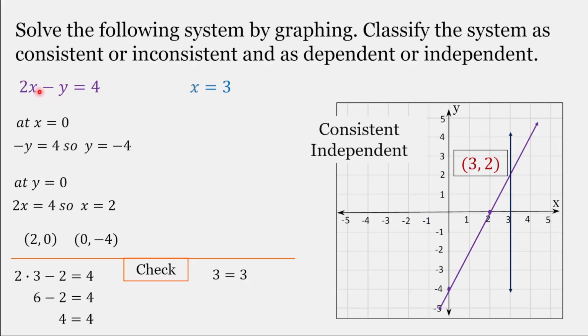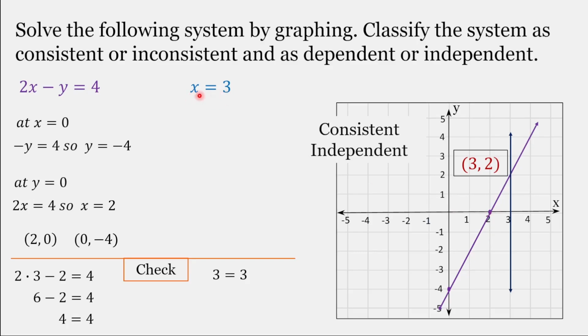So for this first system, the first equation is in standard form. I went ahead and graphed this by finding both the x and y intercept. So setting x equal to 0, this first term goes away. We end up with negative y equal to 4, so y is equal to negative 4. Setting y equal to 0, we get 2x equal to 4, so x is equal to 2. So now we have an x-intercept of 2 and a y-intercept of negative 4. You can draw that line.